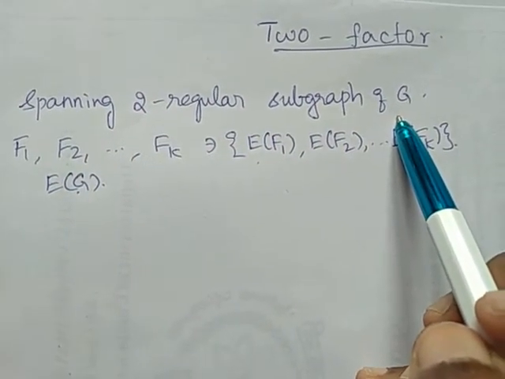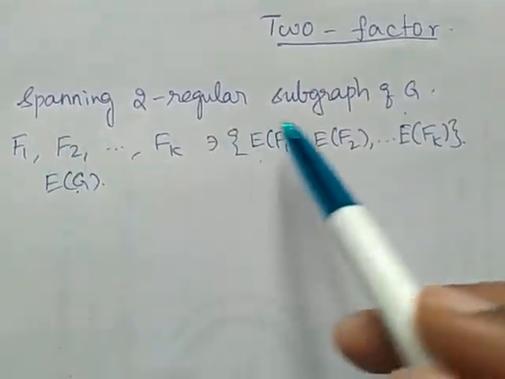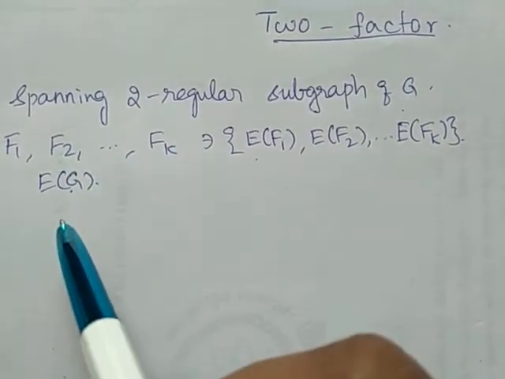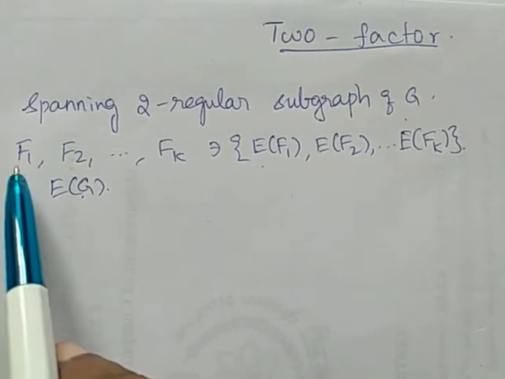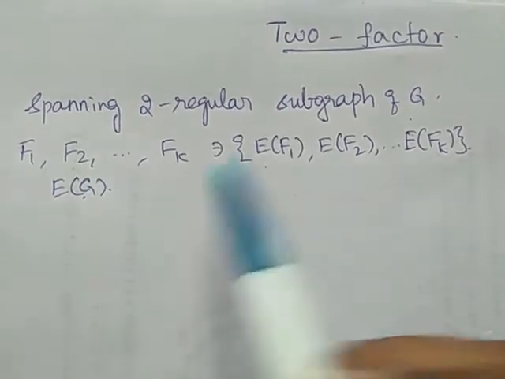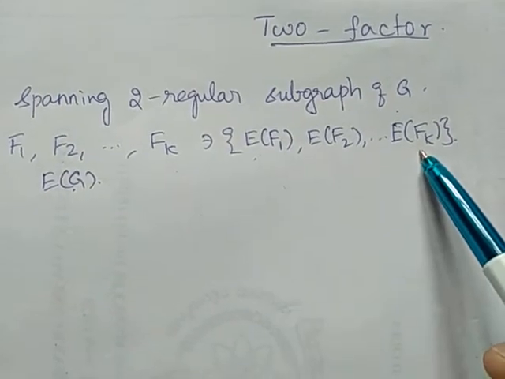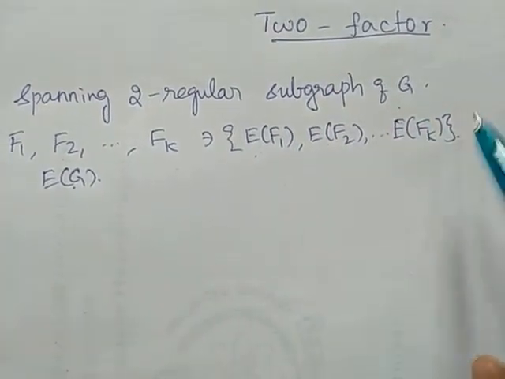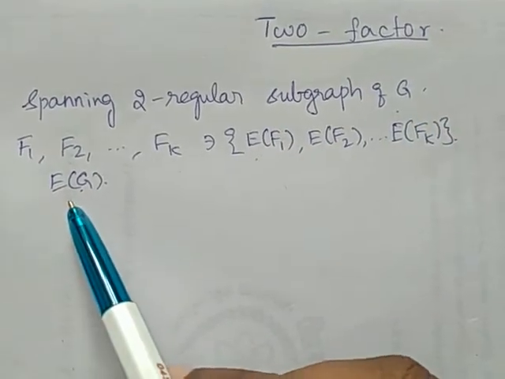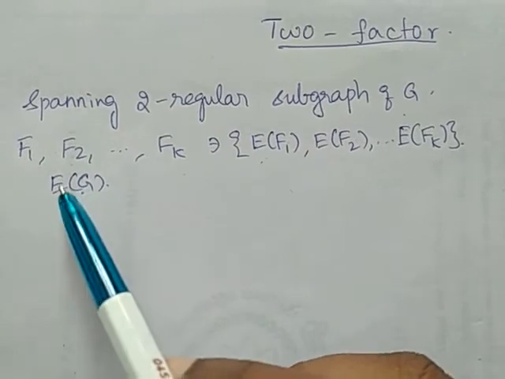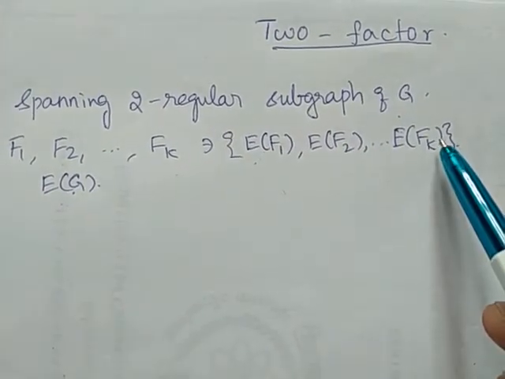A graph G is said to be two factorable means whether we can write two factors for this graph or not. So, a graph G is said to be two factorable if there exist two factors f1, f2, etc., fk such that the edge sets of f1, f2, etc., fk all together form a partition of the edge set of G, or the edge set of G is partitioned into E of f1, E of f2, E of f3, etc.